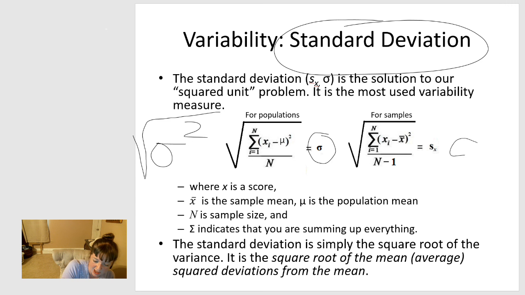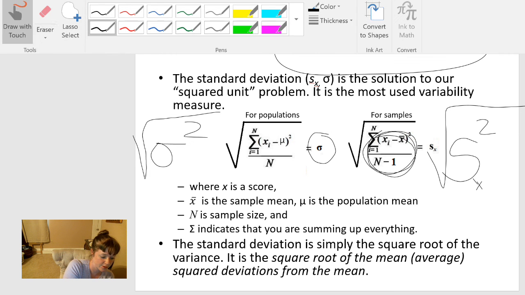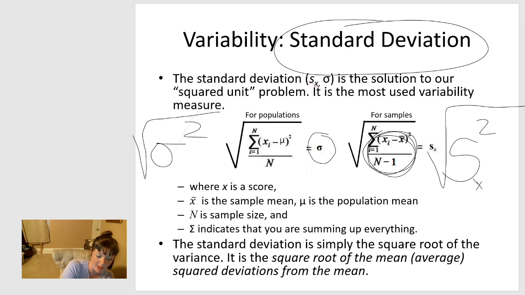So if S squared, now again, the little x there is just the subscript. It tells you you're dealing with the x variable. If S squared is the variance, which is all this under here, that's the variance, and I take the square root of the variance, what symbol am I left with? Well, the radical, the square root symbol, cancels out the exponent 2, and you're just left with S. Which is why the symbols are the way they are.